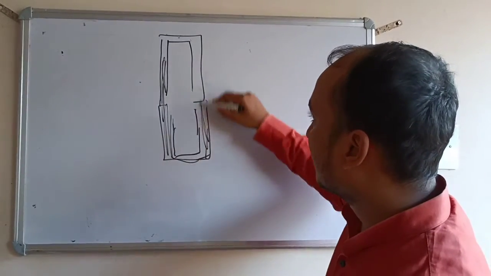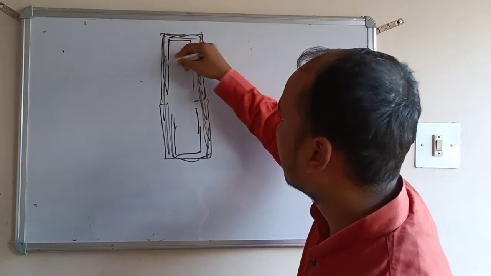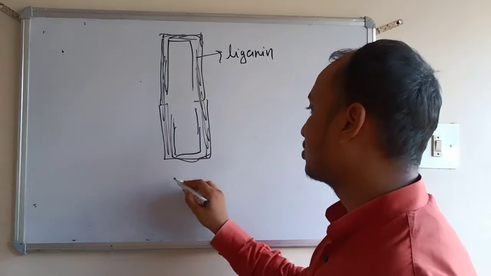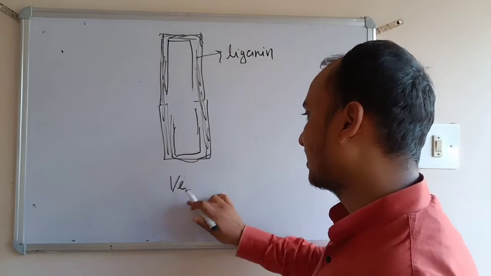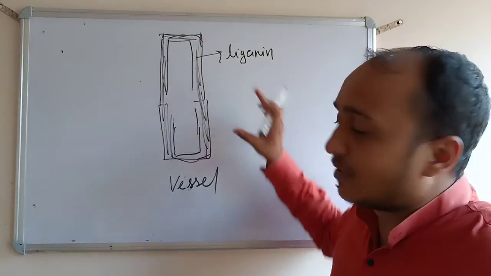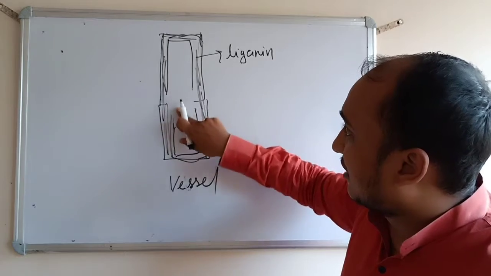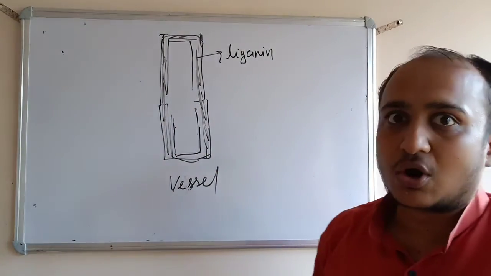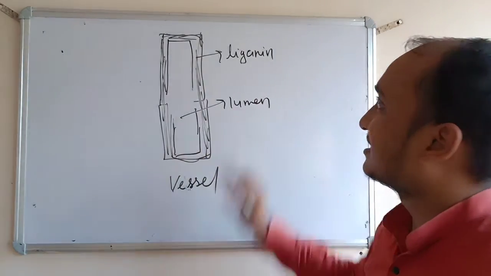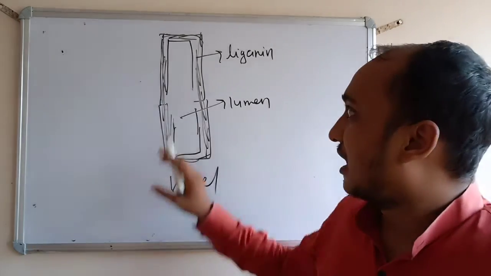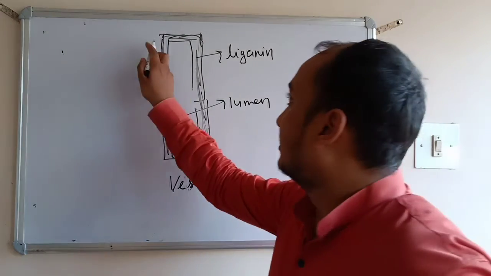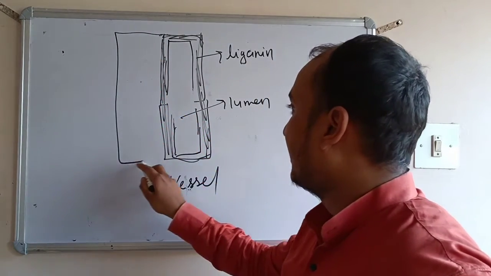This is lignin. We are making the structure of the vessel. So vessels are stacked one above the other, and the wall of this cell is dissolved with time. So there is a lumen. Lumen means cavity, and this is lignin. Because of this lignin, the inner material is dead. So vessels are dead.